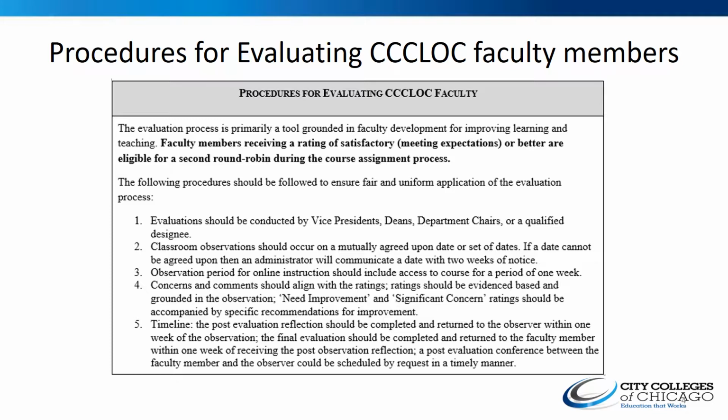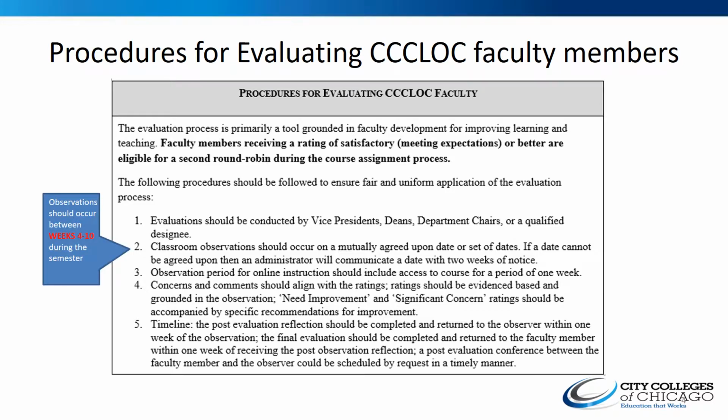Evaluators should be a vice president, dean, department chair, or qualified designee. For online learning, a qualified designee, for example, will be an AOC, an academic online coordinator. Classroom observations occur on a mutually agreed upon date or set of dates. If a date cannot be agreed upon, then an administrator will communicate a date with 2 weeks of notice.